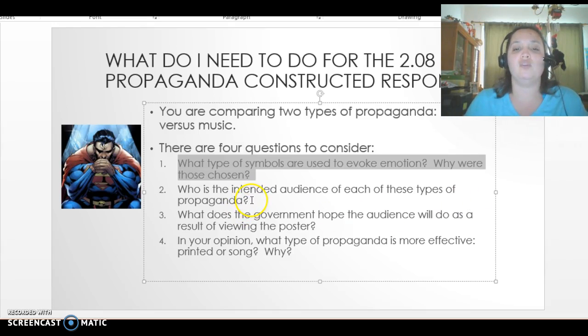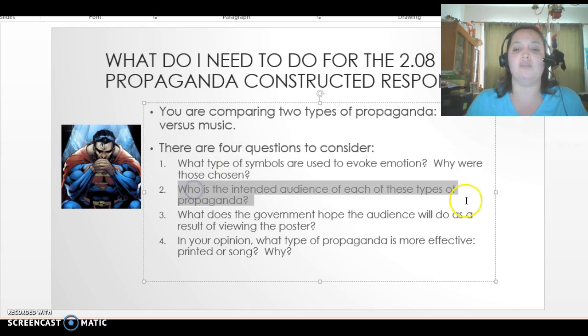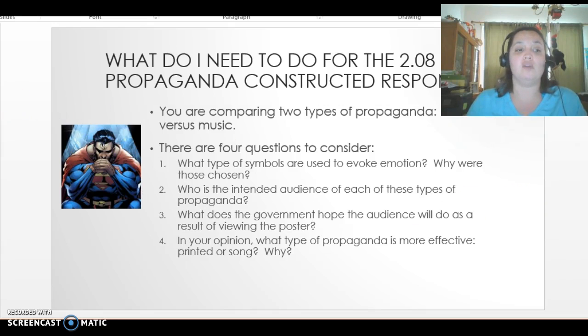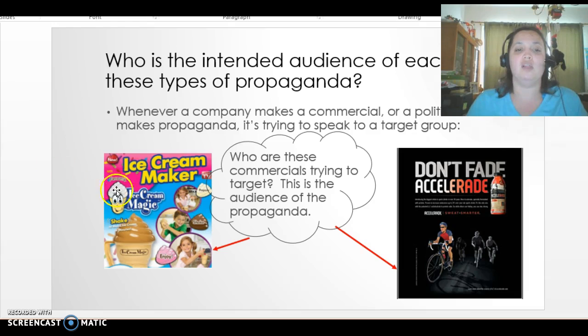The second one, who is the intended audience of each of these types of propaganda? Is it children? Is it women? Is it men? Who are supposed to be thinking about this? I'll give you an example. This picture right here, who's the audience?